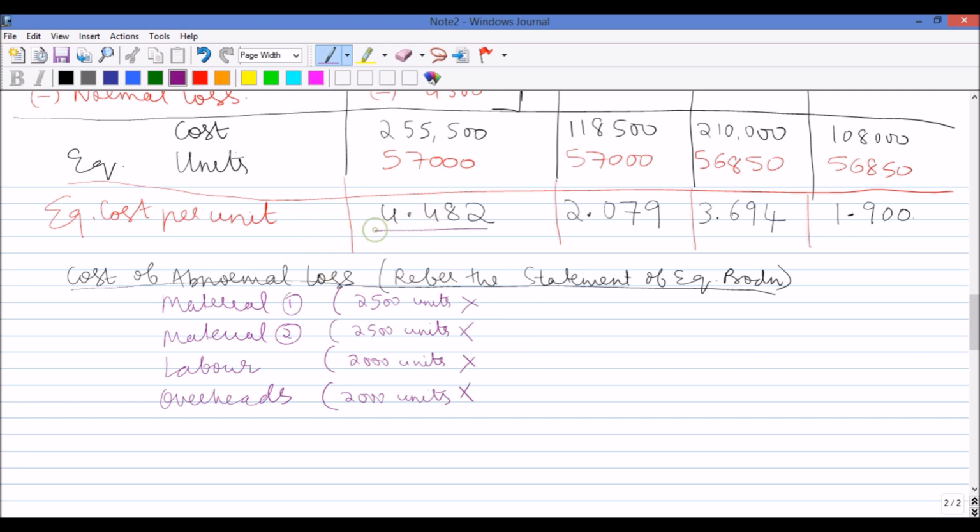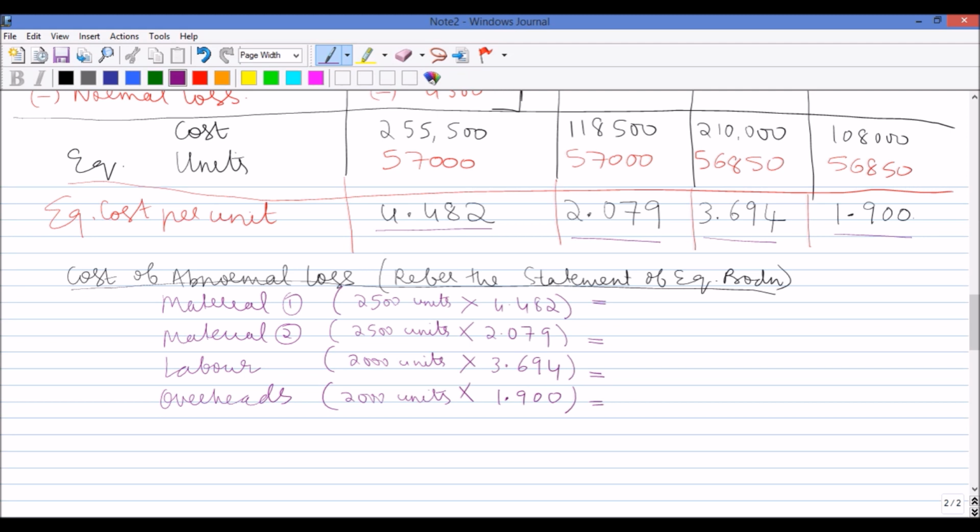So material 1 equivalent cost is 4.482, material 2 is 2.079, and labor is 3.694, and this is 1.900. You can take it, or 1.9, both are same. So I'm going to multiply it, and I'm going to round off to 3 decimal places.